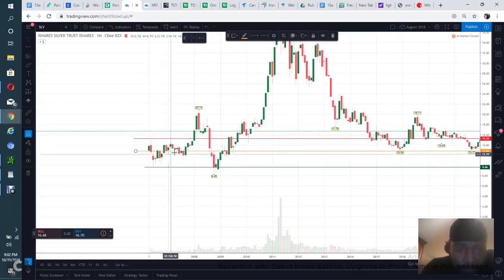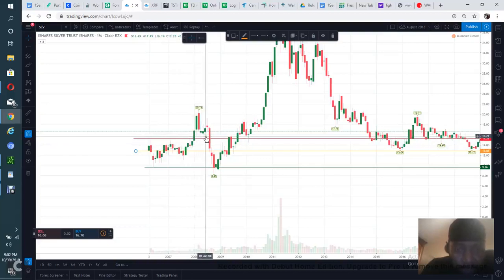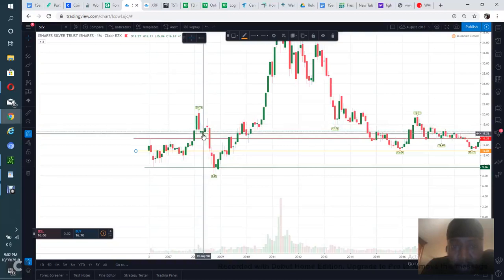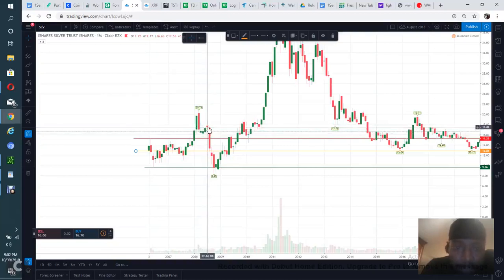So we broke it and we got over it, and once we got over it, we held. So that kind of gives you an indication that we did respect it, that we were respecting it, because we held here with the green to go up for another attempt up. Now that attempt up didn't hold.